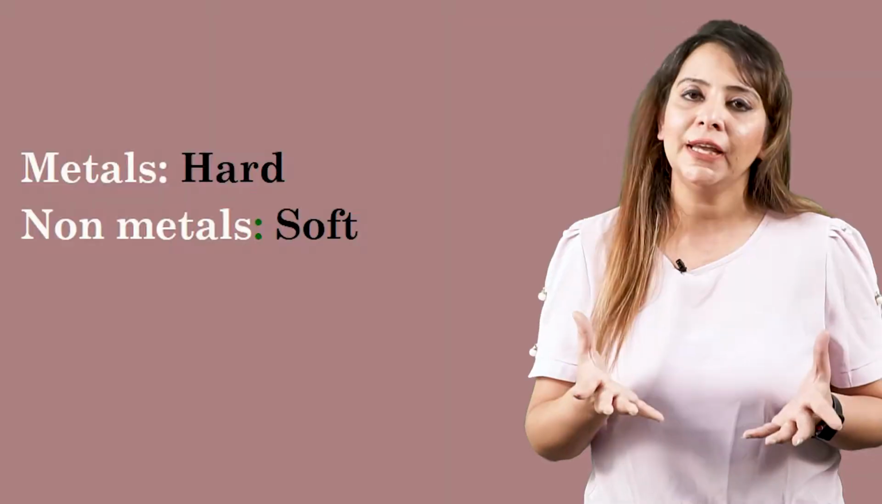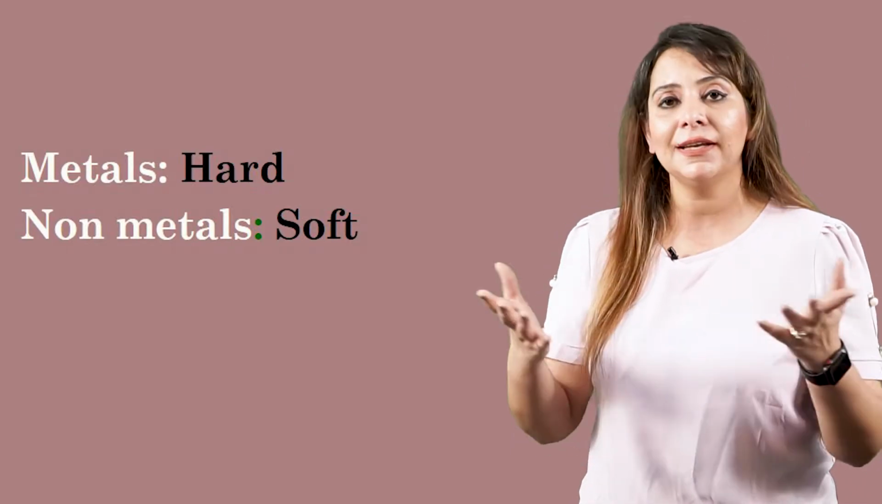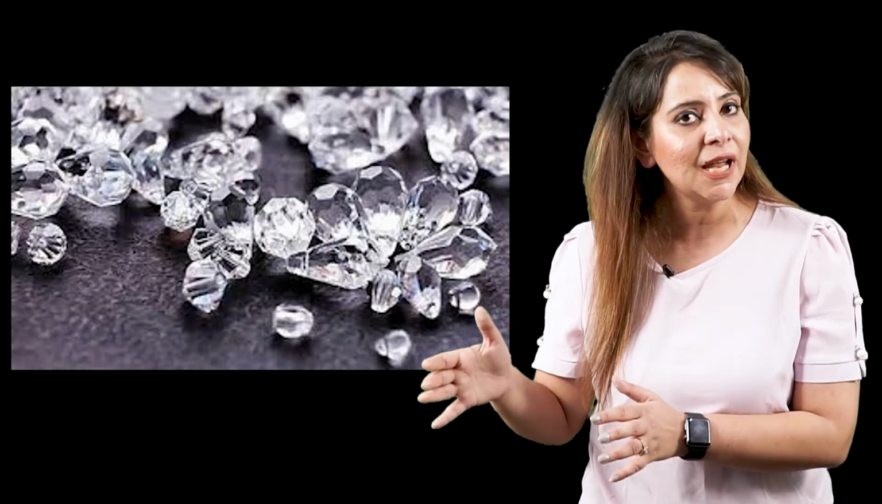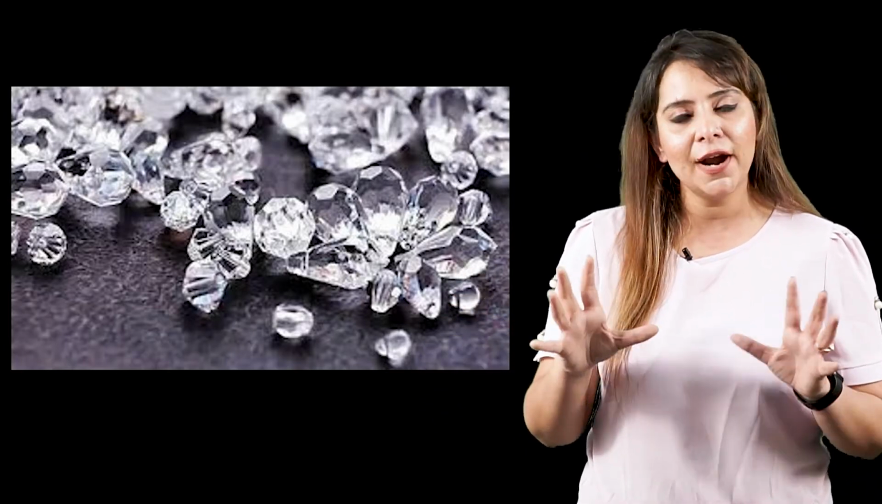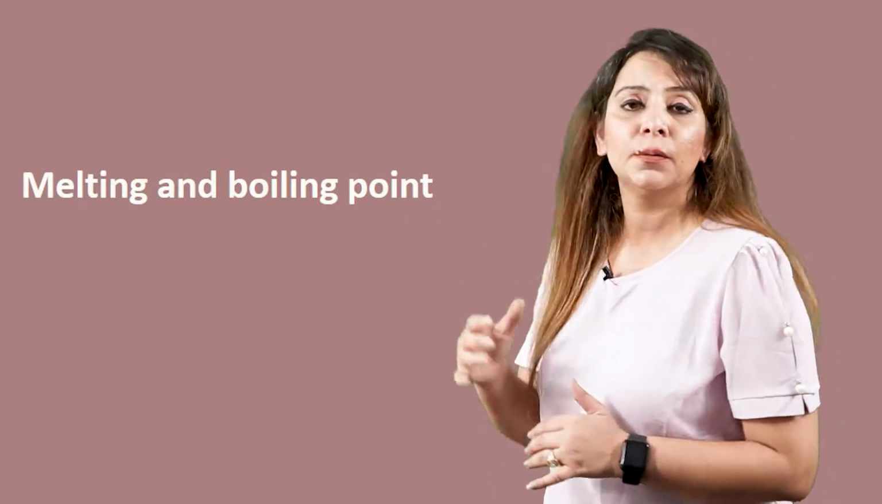Now if we talk about non-metals, they are generally soft in nature. But as we are discussing that exceptions do exist, the exception is the allotrope of carbon, that is diamond, which is the hardest known substance. So I think you are aware of the hardness and softness of metals and non-metals now. Let's move on to the next property, that is the melting and boiling point.